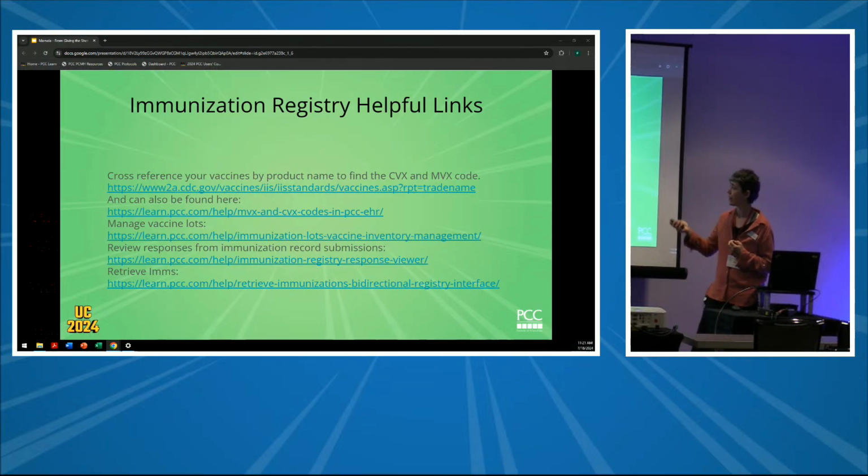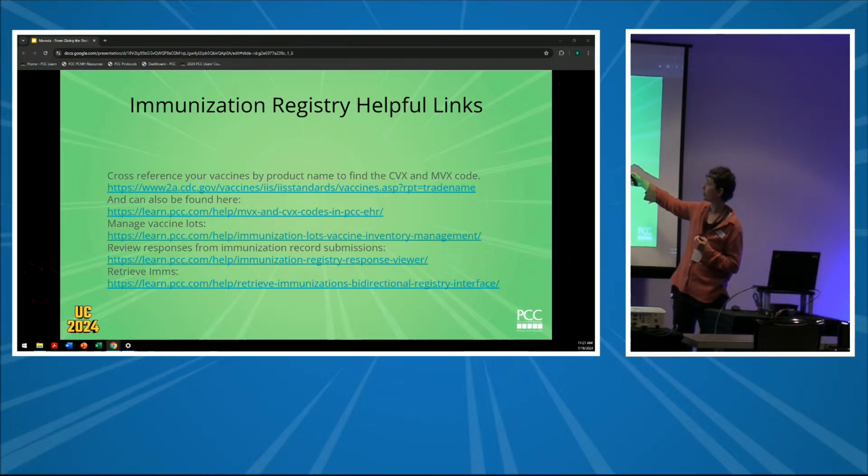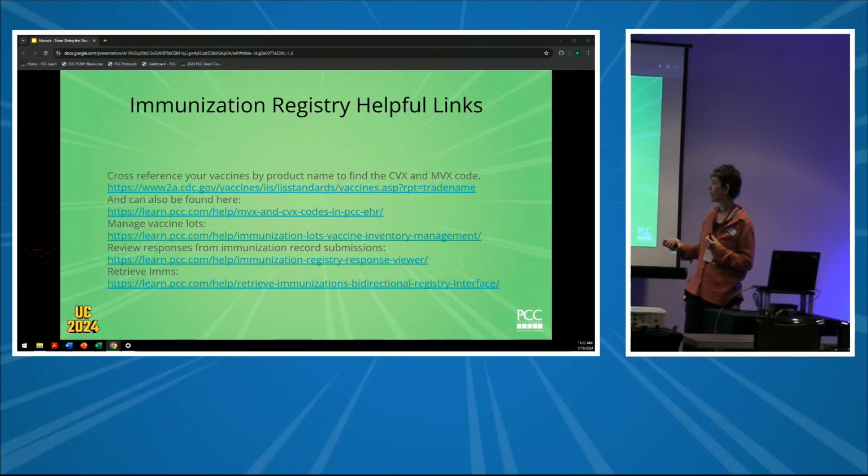And that's that. When you download these slides, I have these links. You can cross-reference your vaccine names, product name by CVX code. If you go to that link there on the CDC, look up the product name, and it will give you the manufacturer and the CVX code as well. So that's a super helpful resource. There's a couple of Learn articles that are out there for figuring out your MVX codes and your CVX codes in the EHR, managing vaccine lots, reviewing responses, and retrieving IMs. So a lot of the more detailed information on those specific tools is linked here.